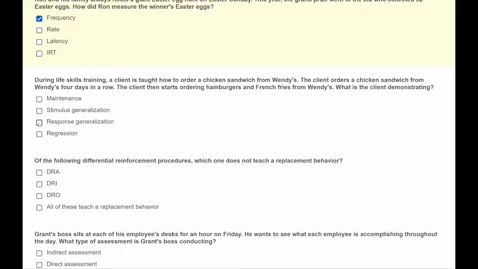So when you have multiple responses generalized for one stimulus, we have what? We have response generalization. Stimulus generalization is the other way. Stimulus generalization would be if we took our client and he ordered a chicken sandwich at Wendy's, he ordered a chicken sandwich at Chick-fil-A, and he ordered a chicken sandwich at McDonald's. Now we have a singular response, multiple stimuli. But in this case, we have one stimulus, 3 responses. Therefore, our client is demonstrating response generalization.